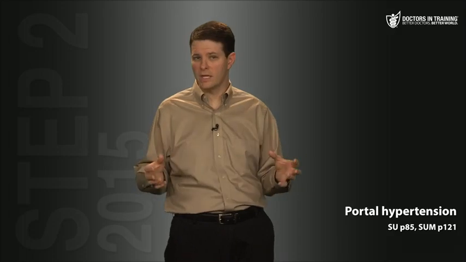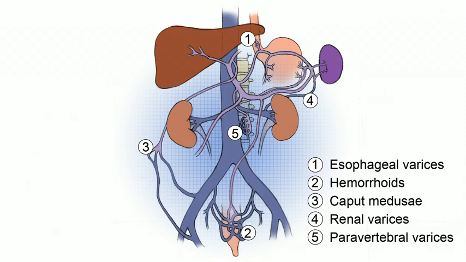Now, one of the main things that portal hypertension will cause, regardless of the etiology, is varices, or portosystemic anastomoses. These anastomoses are where the portal venous system joins up with the systemic venous circulation, so that when blood backs up into the portal system because of cirrhosis or whatever, that blood can eventually bypass the liver and find its way back into the systemic circulation. So that's why these patients get varices. They can get esophageal varices, hemorrhoids, caput medusae, renal varices, and retroperitoneal paravertebral varices. These are all areas where you have these varices and dilation.